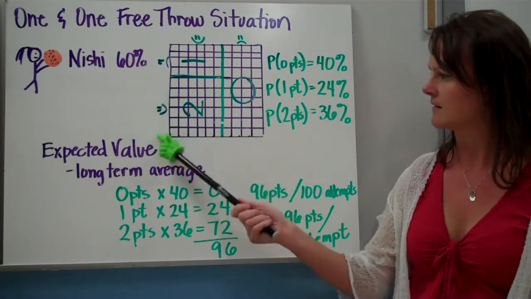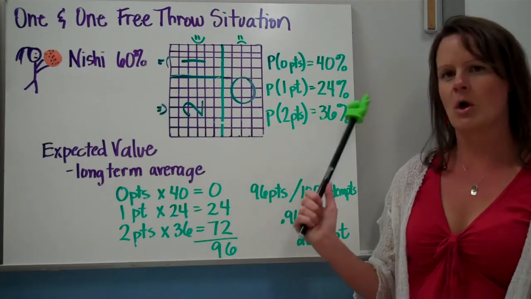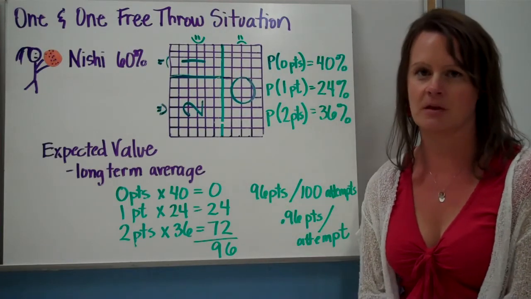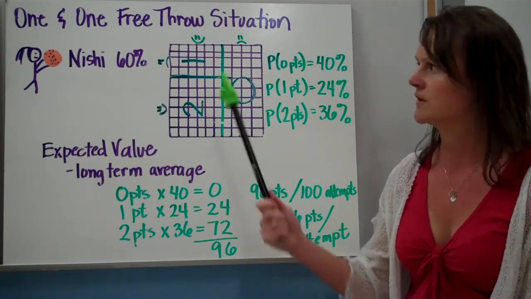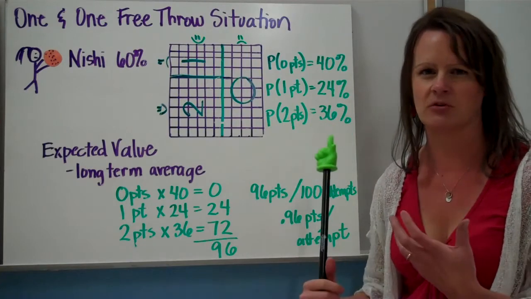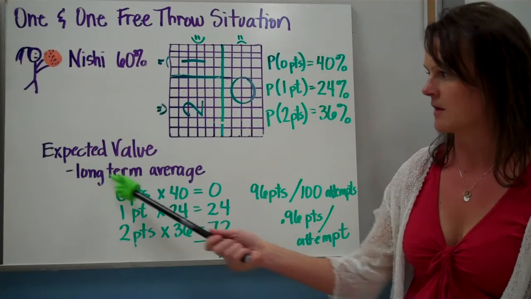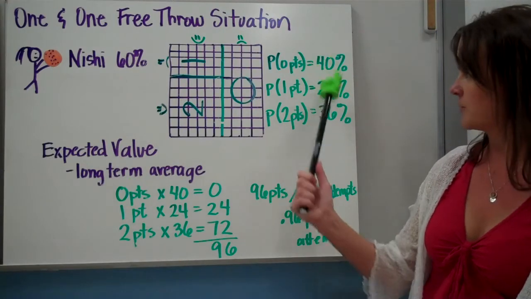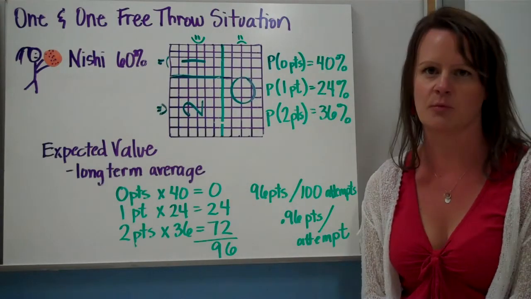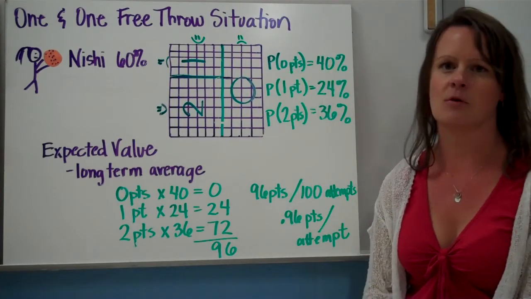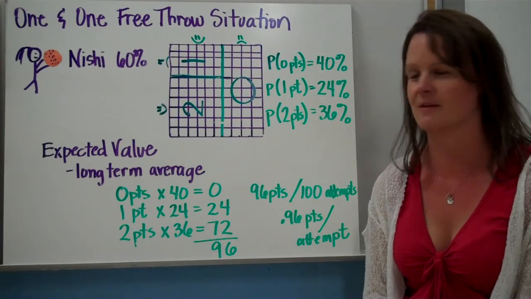The reason I'm talking about this is because this is a classic example of how to figure expected value. What is her expected value, or how many points would you expect her to earn on every trip to the free throw line? To figure out that long-term average, we're going to take her probability percentages and apply them to the point values. She's going to make 0 points 40% of the time, or 40 times out of 100. Think of it that way.